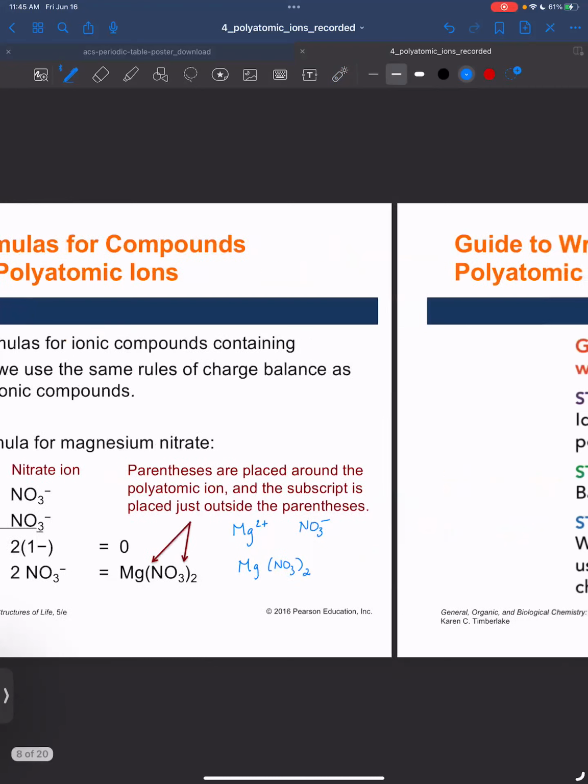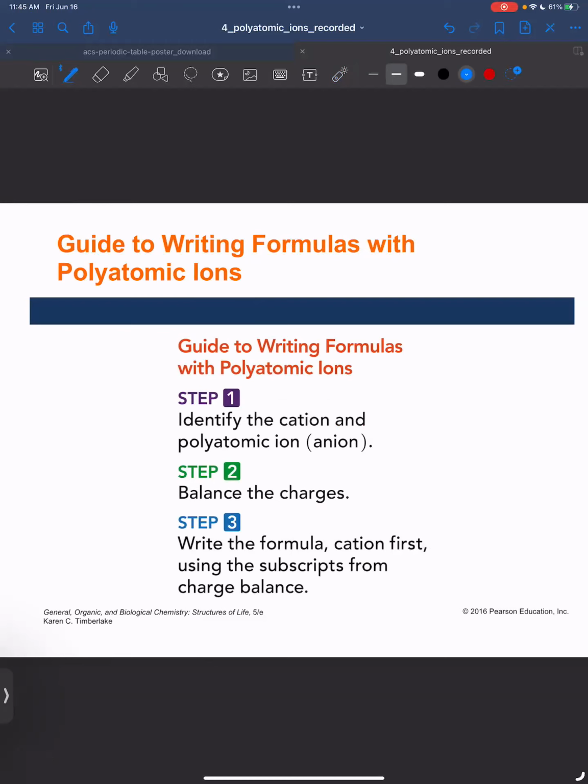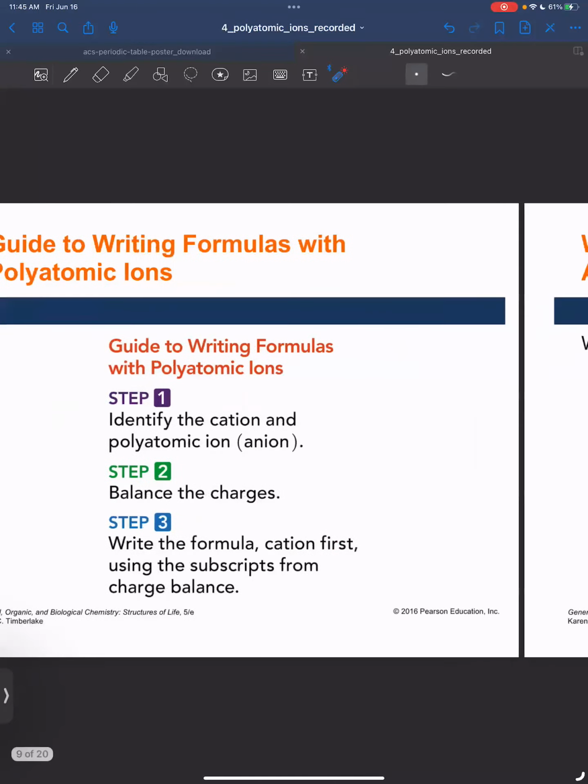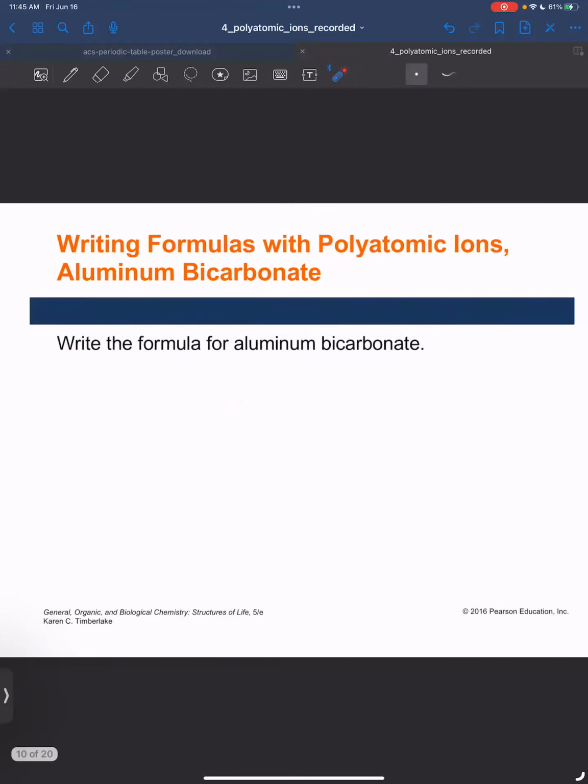So let's go through the guidelines for writing formulas with polyatomic ions. As you saw, we identify the cation and the polyatomic ion or anion. We balance the charges, or we can do the crisscross rule. And we write the formula always with the cation first, using the subscripts from the charge balance. So let's do an example together. Let's write the formula for aluminum bicarbonate.